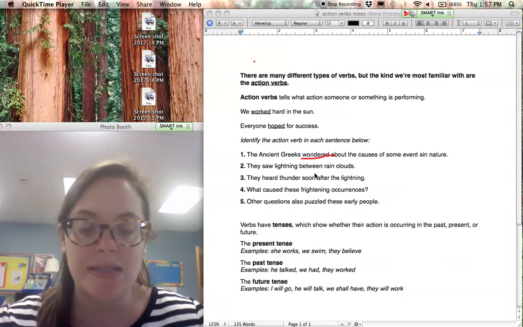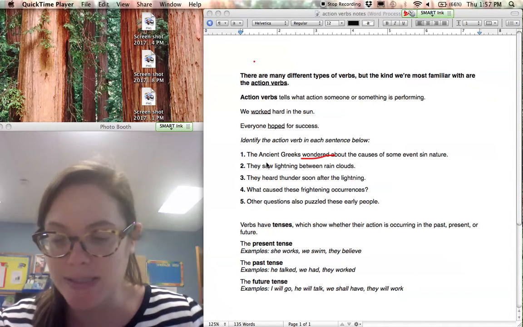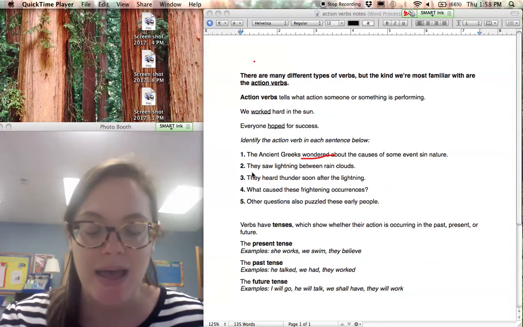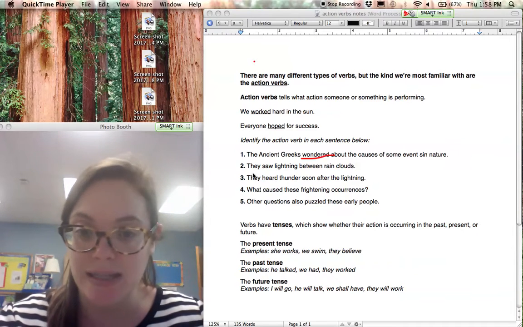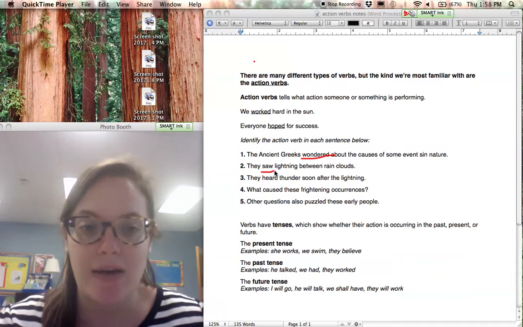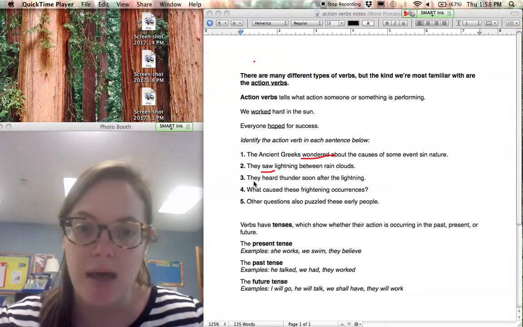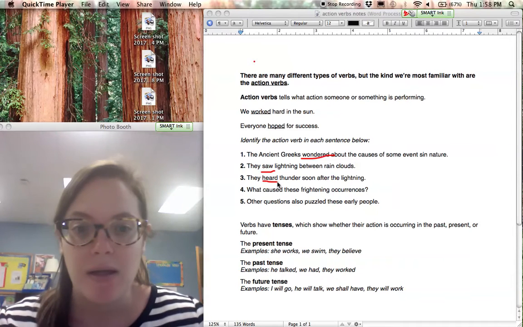Number 2, they saw lightning between rain clouds. Okay, so I'm still talking about the ancient Greeks. So this time I'm using the pronoun they, all right? And I'm wondering what they're doing. I see if they're seeing lightning. They saw it. So I'm going to mark that, okay? Number 3, they heard thunder soon after the lightning, all right? I'm going to choose heard here. Again, last time they were seeing, this time they're hearing, all right?